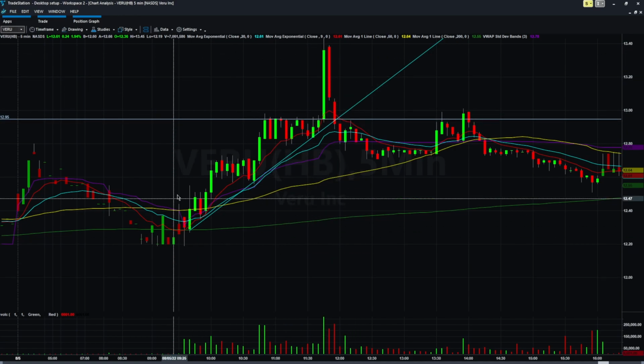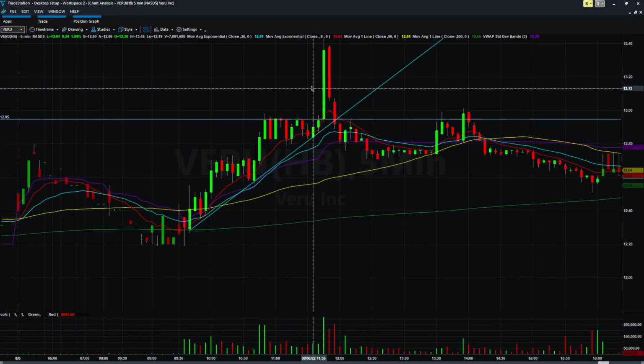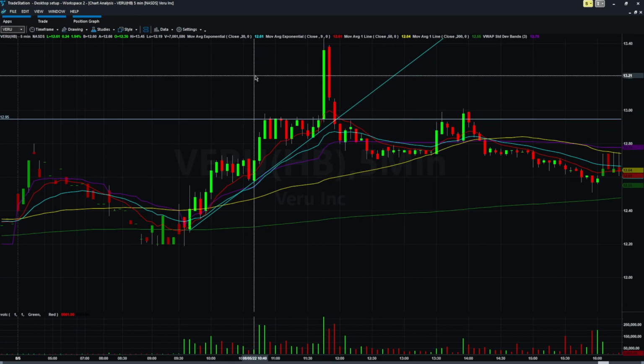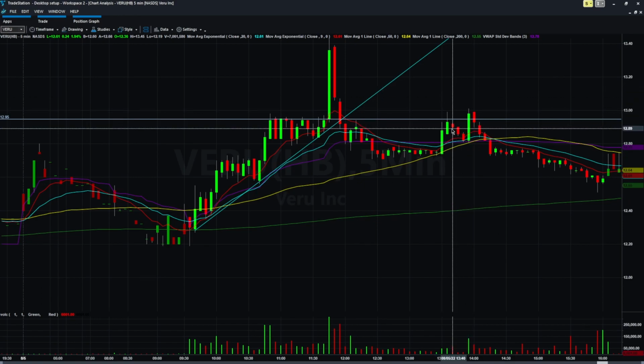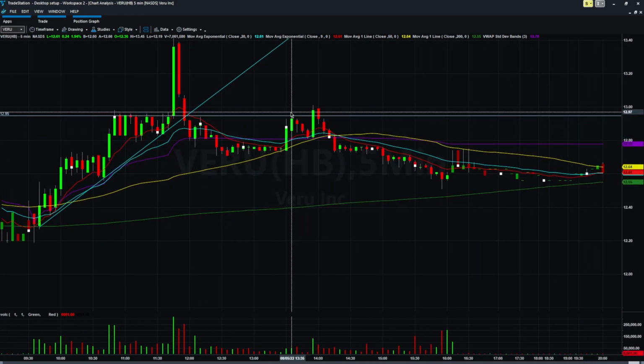But this isn't a perfect one. This is more like stair-stepping up, and then kind of blowing the top off, and then it looks like it got shorted right back down. Now these small ones are the bull flags.